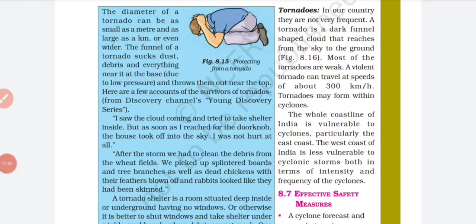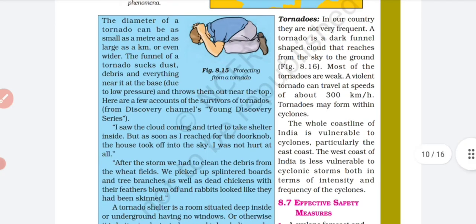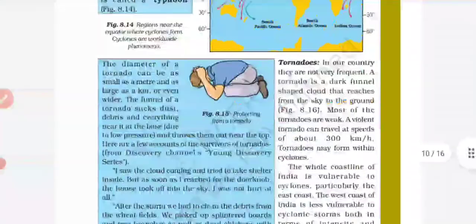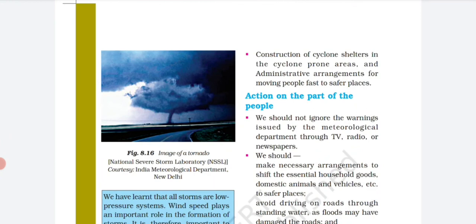Now we have tornadoes. In our country, they are very frequent. A tornado is a dark funnel-shaped cloud that reaches from the sky to the ground, just like this. So here we can see it is a dark colored cloud which reaches from the sky to the earth.